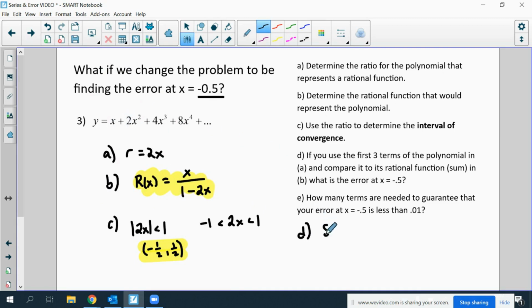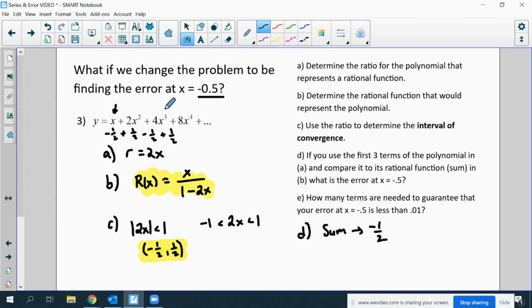So I'm going to do my sum, negative 0.5 plus 2 times negative 1/2 squared. That becomes positive 0.5 minus 4 times an eighth. That's negative 0.5. So negative 1/2 is my sum. Notice what happens with my sum. My sum just constantly alternates. This is negative 1/2, this is positive 1/2, negative 1/2, positive 1/2, and so on. If I plug in negative 1/2, it's just going to be an alternating series of negative 1/2 and positive 1/2.